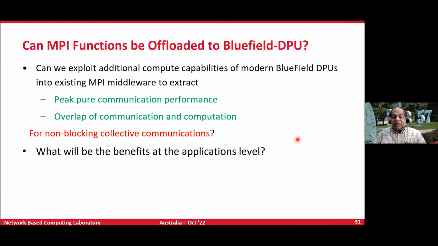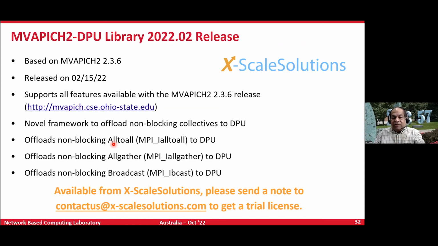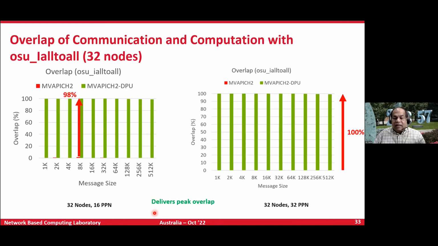Here, especially, we have focused on the non-blocking collectives. You remember a few slides back, I said non-blocking collectives are becoming more important. They provide the overlap of computation and communication, and DPU technology is very ideal for that, because while the hosts, or the executives, are performing the computation, we can offload the communications to the DPUs. So we have a library now called MVAPICH2-DPU. In fact, this is being designed by Exascale Solutions. I'll show some results. If anybody wants to try this out on a DPU cluster, please send a note to this address, and you will be able to get a trial license.